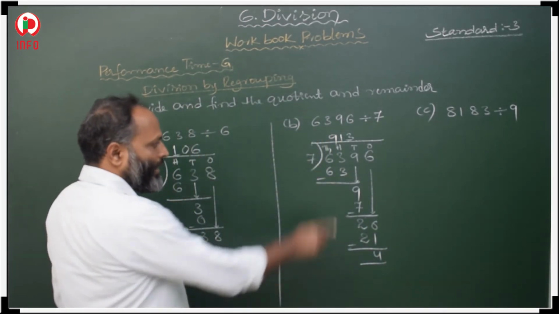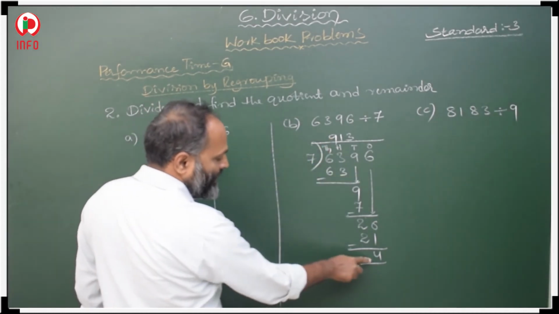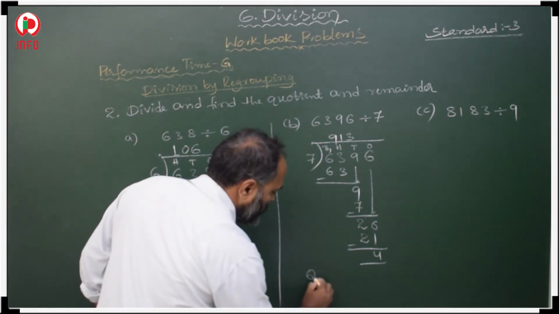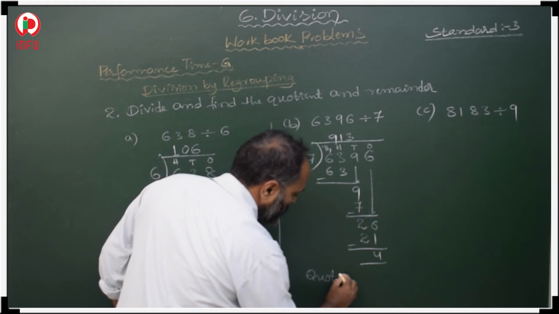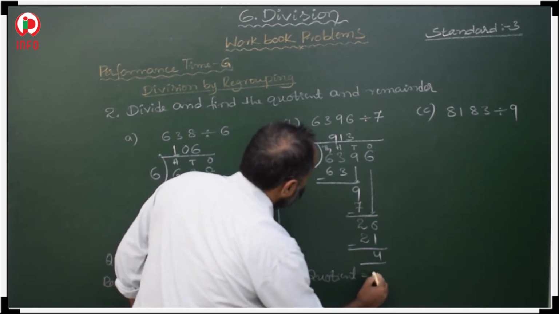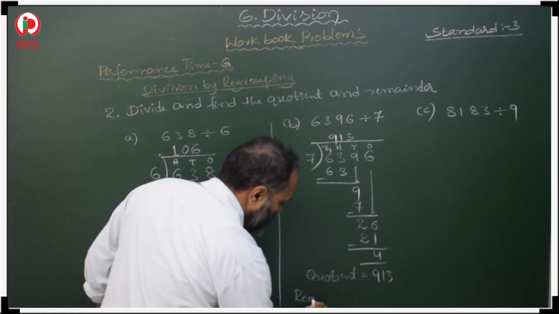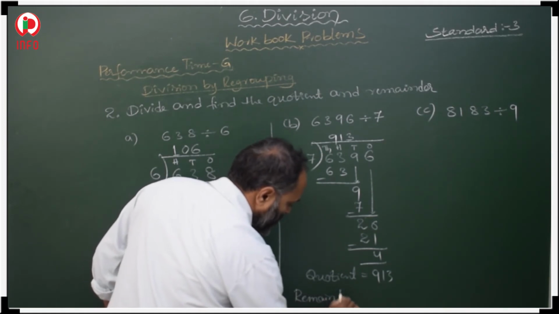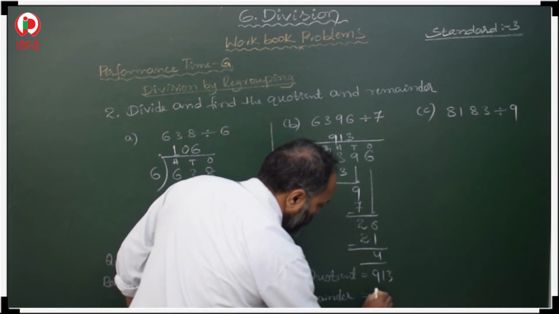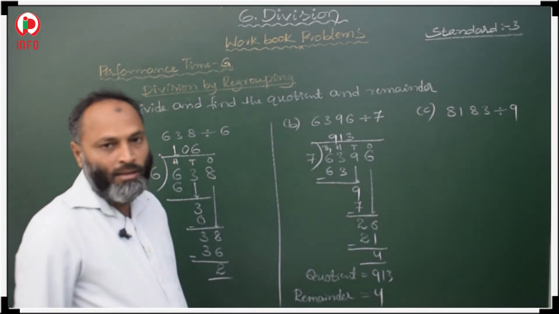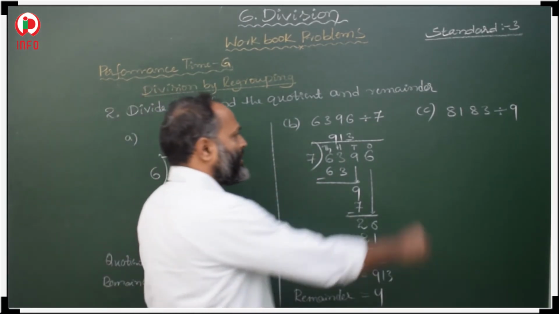So this is our quotient and this is our remainder. Our quotient is 930 and our remainder is 4.